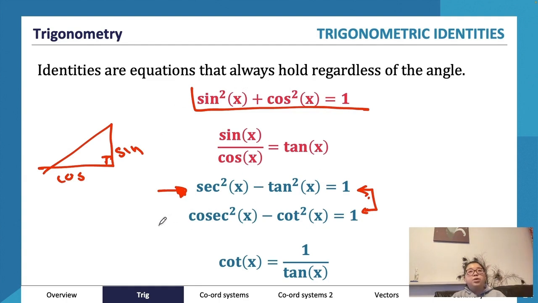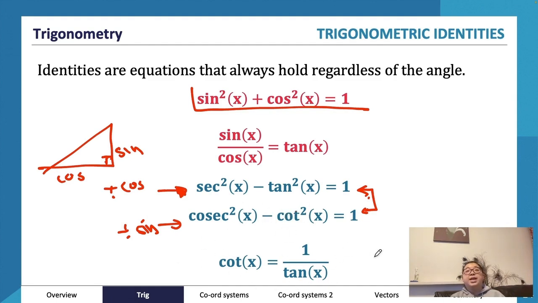And for this one, what you do is you divide by sine squared. So if you divide everything by sine squared, you'll just get this. Sine squared over sine squared is 1. Cos squared over sine squared is going to be cot squared, and 1 over sine squared is going to be cosec squared. So that's where this one comes from as well. So you can see how the two rules were derived from those two aspects.